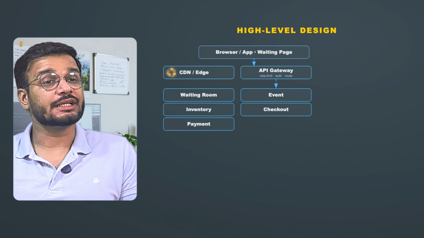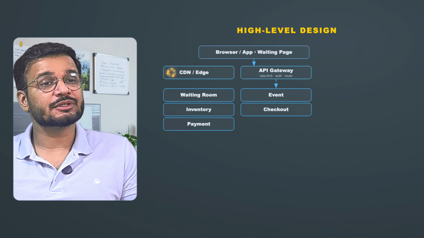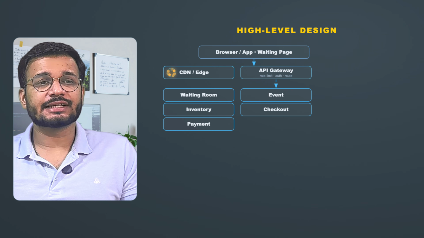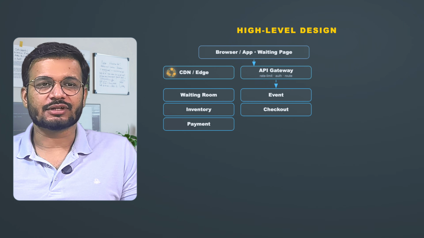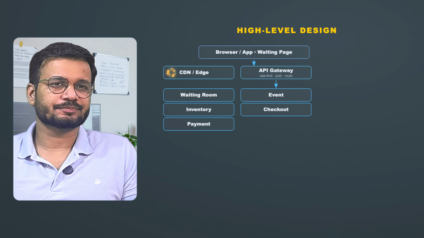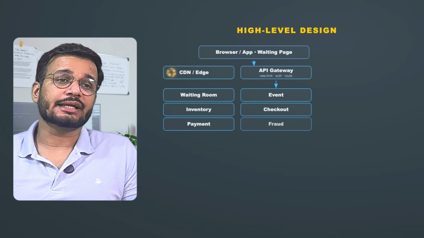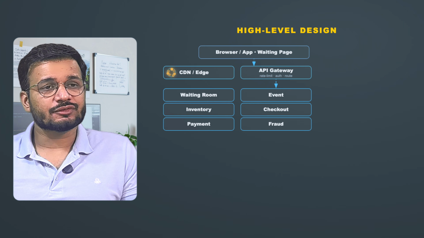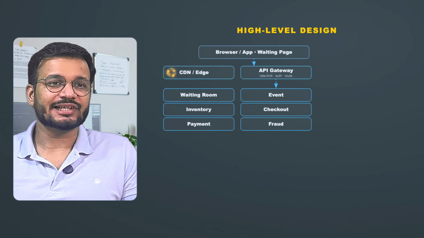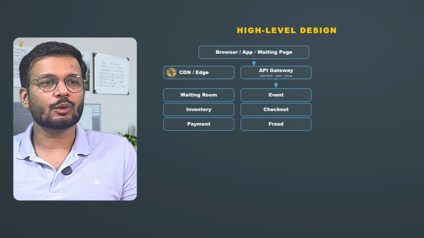After checkout, we need to do the payment. So we will have a payment service. Payment service integrates the payment gateway. It handles authorizations and capture. After that, we want to deliver the ticket. So the ticket delivery service will generate the barcodes. It will send you the mail and update the mobile wallet.